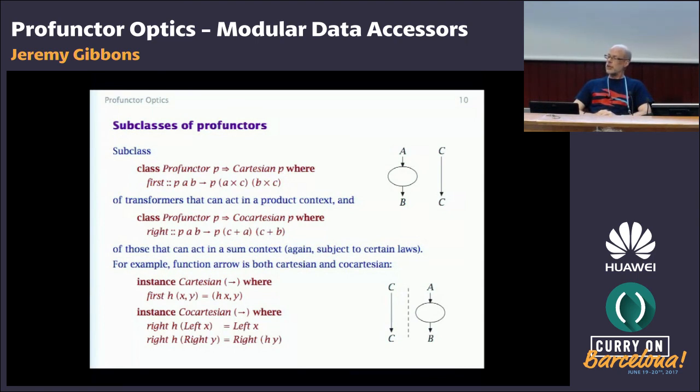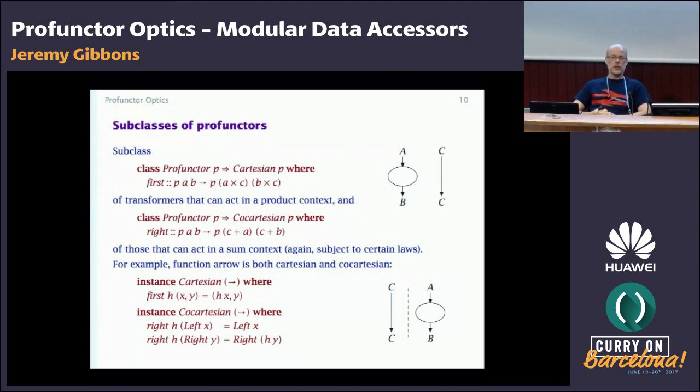A profunctor is Cartesian if, given a transformer that can turn A's into B's, you can also pass some C's around the outside of the box. So that's what the top picture shows. The C's go around the outside of the box. And some profunctors you can do that and some you can't. What you need to be able to do is provide this function first that shows how to thread the C's around the outside of the box. So you get a box that takes AC pairs in and does the transforming on the A to make B's, but leaves the C's untouched. So you get BC pairs coming out.